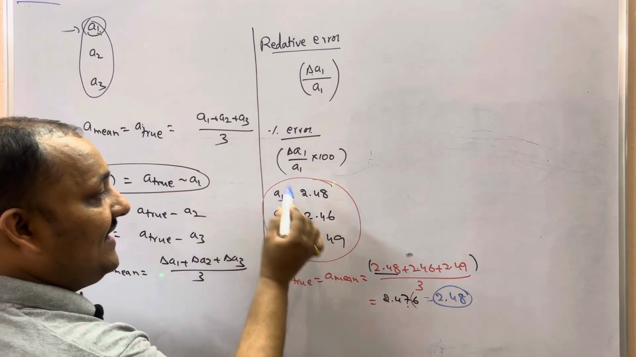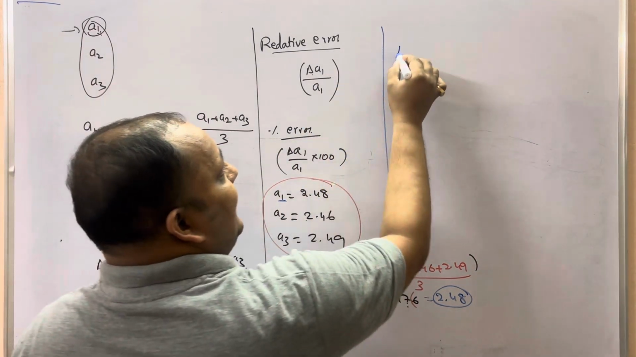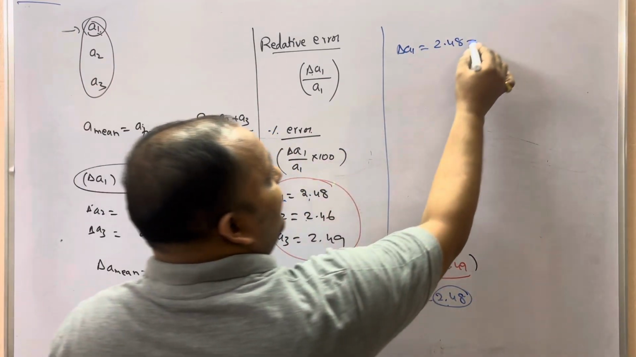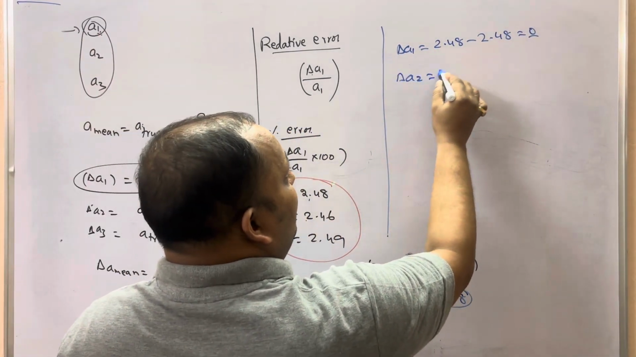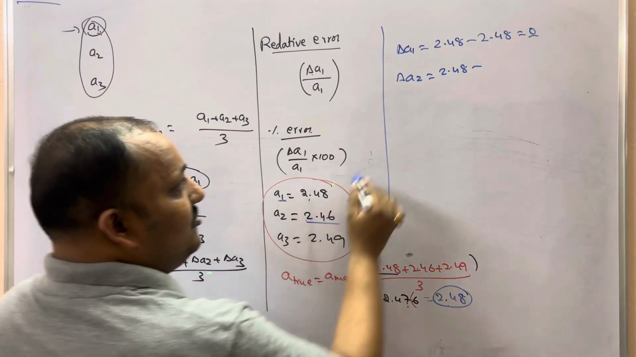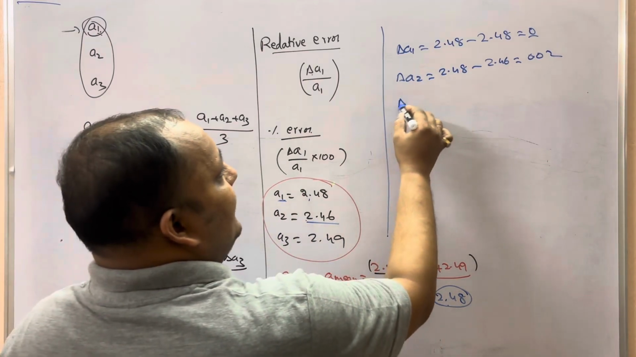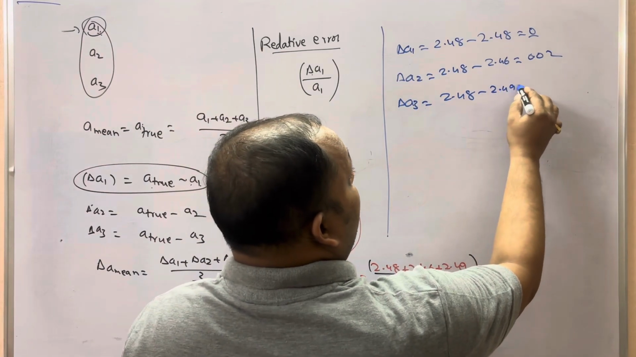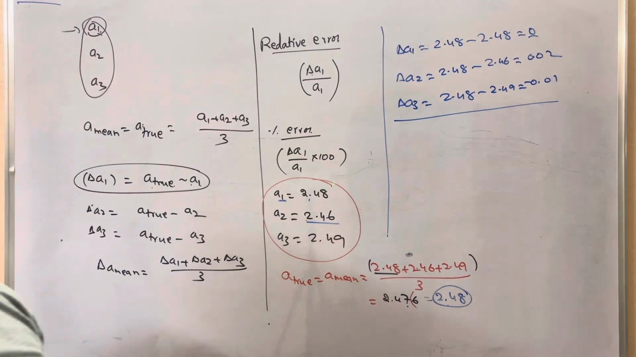Now, what is the absolute error in A1? A true minus A1. So delta A1: the true value is 2.48 minus 2.48, therefore there is no error in A1. Delta A2 is 2.48 minus 2.46, so the error is 0.02. Like that, delta A3 is 2.48 minus 2.49, so 0.01. This is about absolute errors in A1, A2, A3.